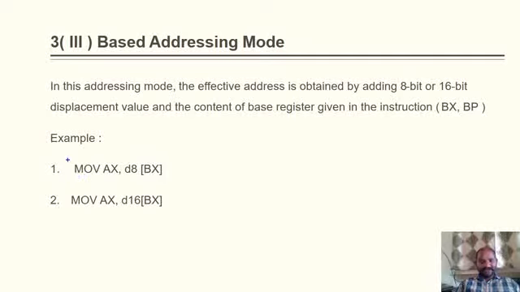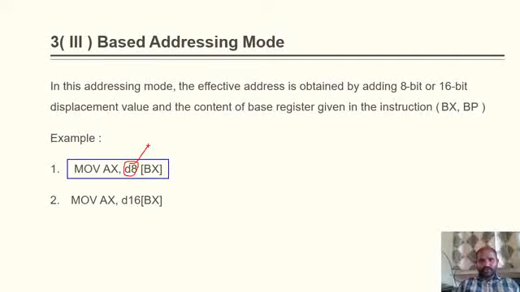For example, there is a slight difference between the last register indirect addressing mode and this one. In the last example we took MOV AX, [BX]. But here we have one more element called D8, which is nothing but the 8-bit displacement. This kind of addressing mode majorly uses the displacement value, because it is used in accessing an array of elements.